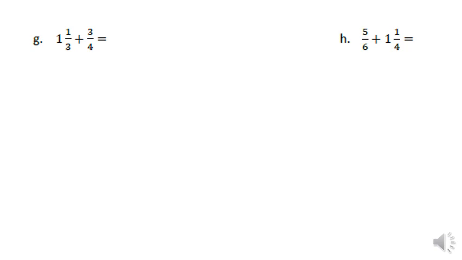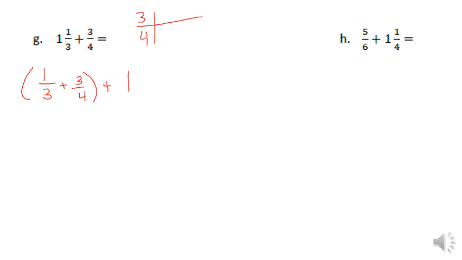On G, now we're adding a mixed number, but we're going to just ignore the whole number for right now. We're just going to add the fractions. I have 1/3 plus 3/4 plus 1. I'm just going to get it out of the way for right now. So now I'm going to add these fractions first.